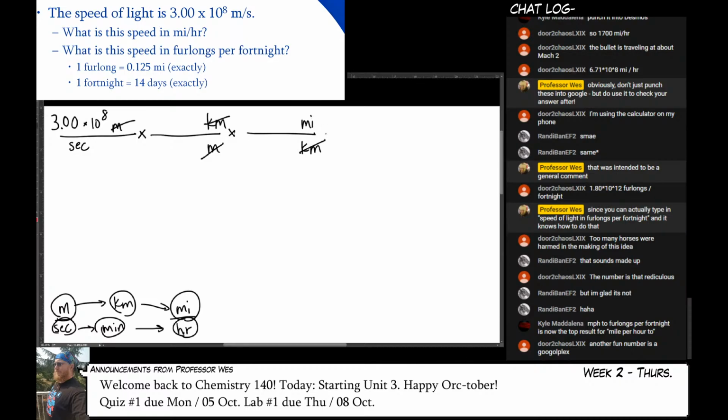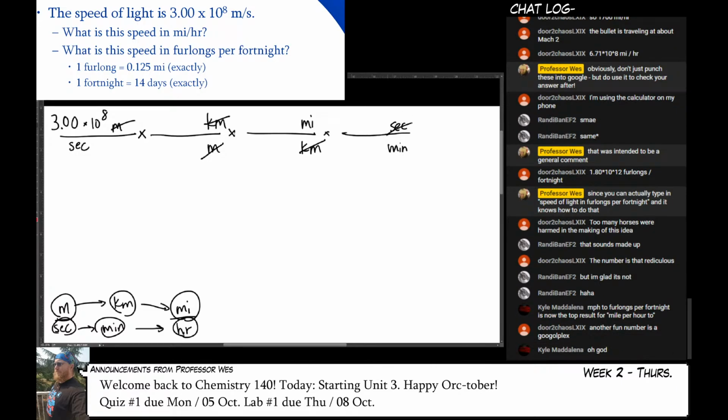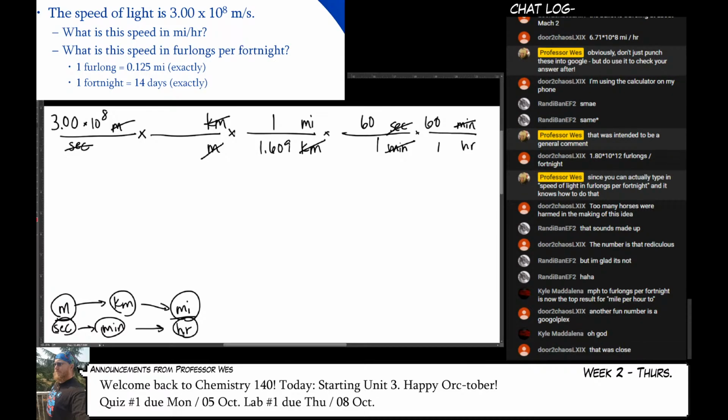So there's my miles to seconds. I got to get seconds into minutes to cancel that. That's wrong. Minutes into hours. And then we can fill in all the numbers here. So 60 seconds in a minute, 60 minutes in an hour, 1.609 kilometers in a mile, and 1,000 meters per kilometer.